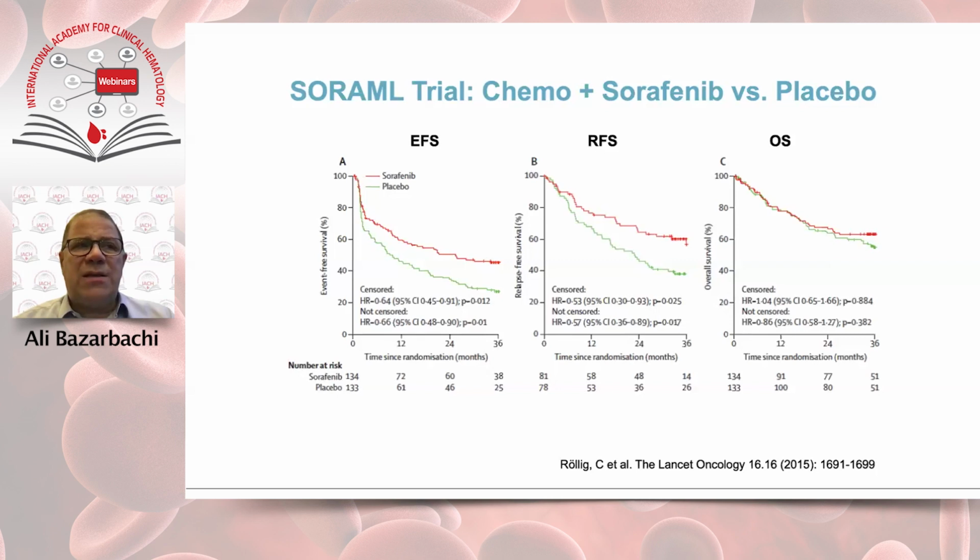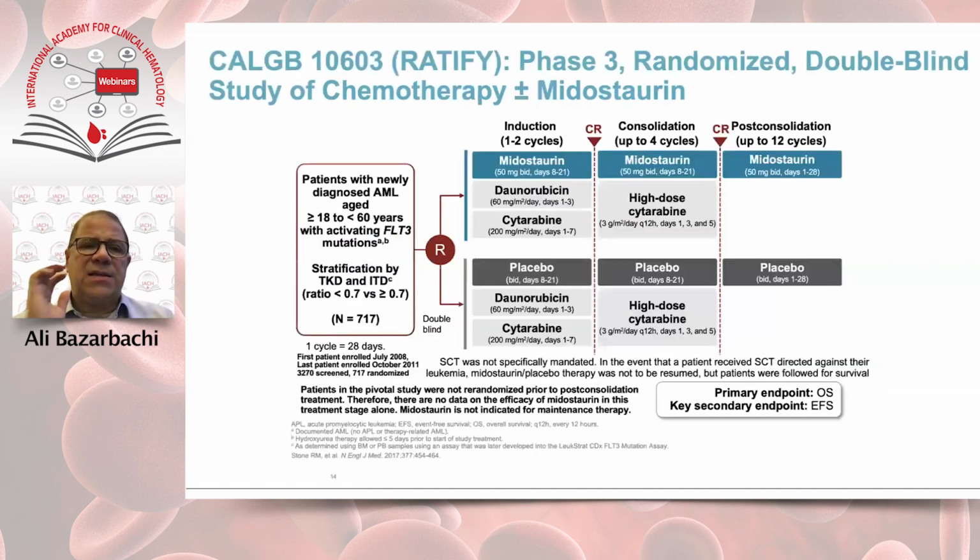But the most interesting part, in my opinion, was that the improvement in EFS and RFS was not only seen for the subgroup of patients with FLT3 ITD, but was also seen for patients without FLT3 mutation, indicating an off-target effect of sorafenib that we have seen can target many other kinases.